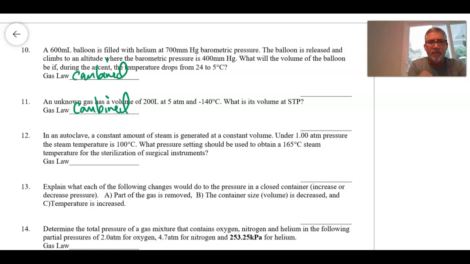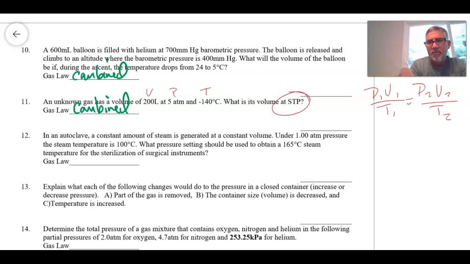So 11, actually the answer key is incorrect by a factor of 10. It's combined. So remember, combined is going to be my P1, V1, because I have 3 sets of conditions. I have V, P, T, and I'm going to convert to STP. Remember, STP is 0 degrees Celsius and 1 atmosphere.